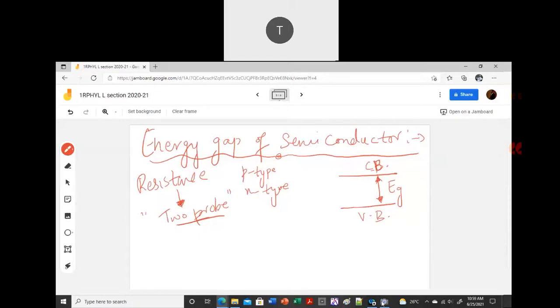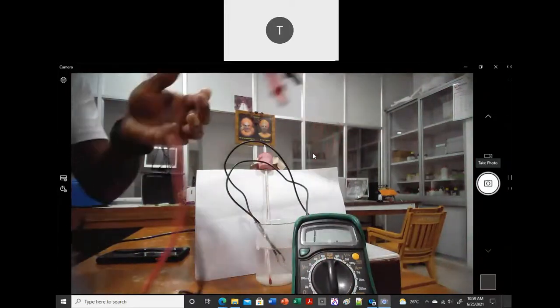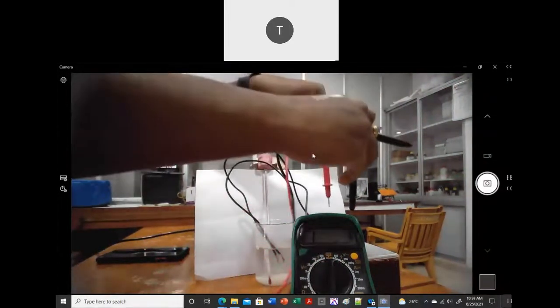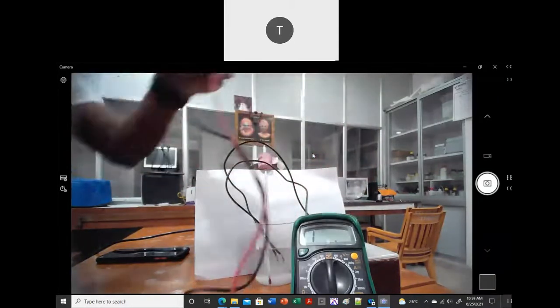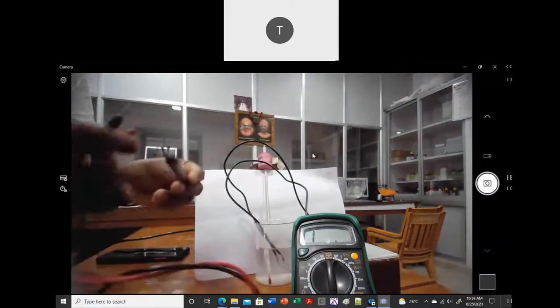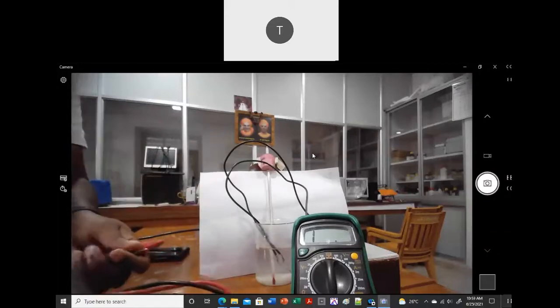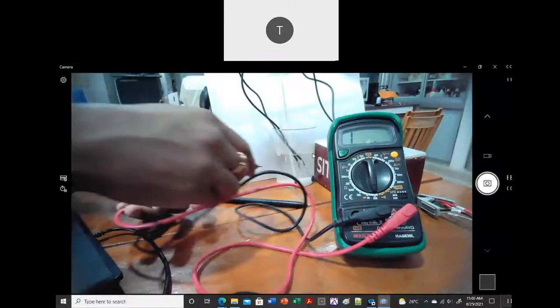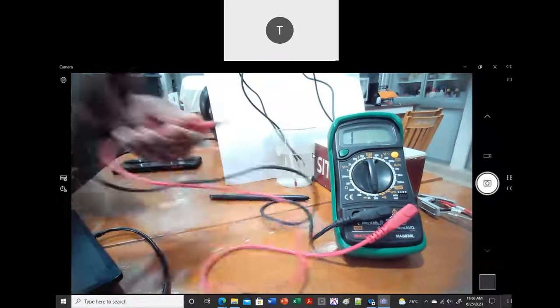So what is a 2 probe? You can see here, these two probes are kept across the semiconductor. Now if I want to measure the resistance of this pen, I will just bring the two probes and keep them across this.